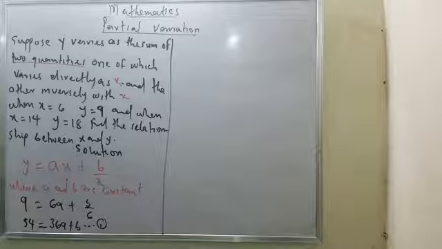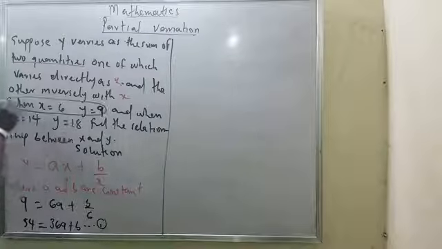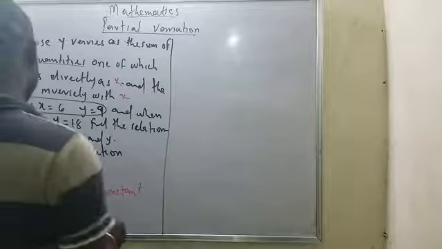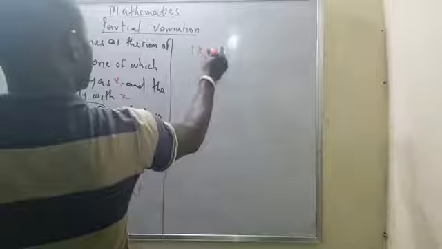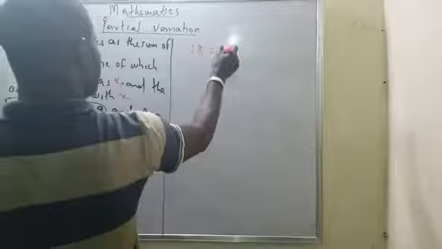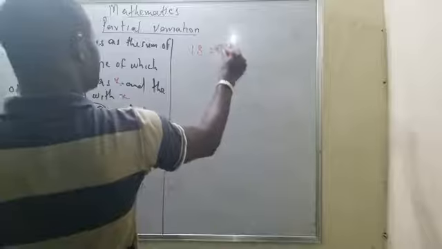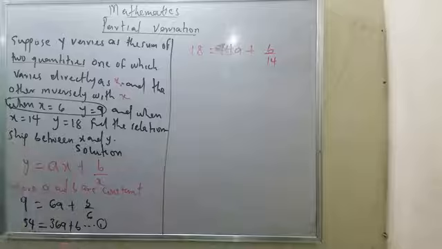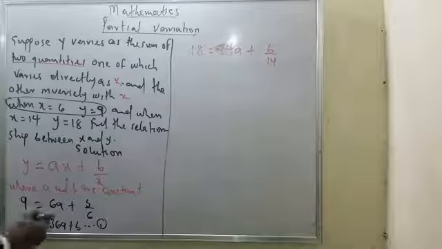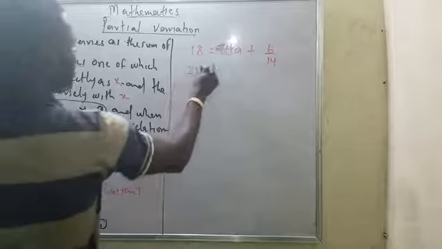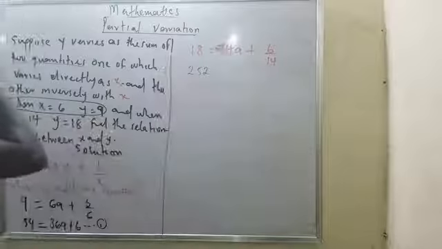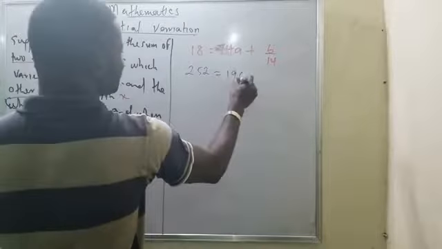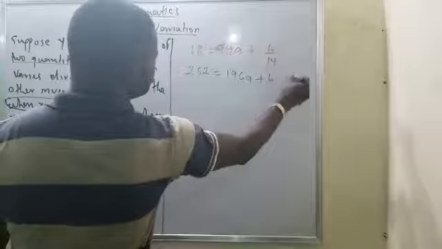Now, the next one is when x is 18, we have 18 equals 14a plus b all over 14. Now, multiplying through, I'll be having 252 equals 196a plus b, equation 2.